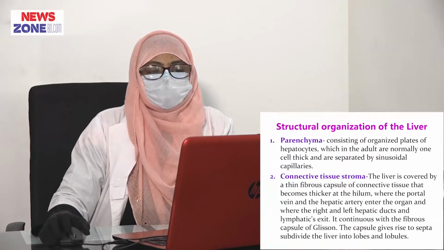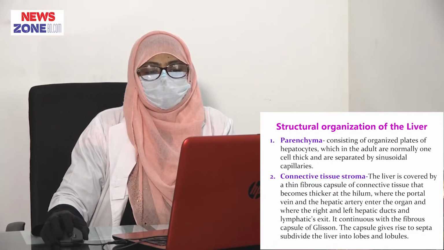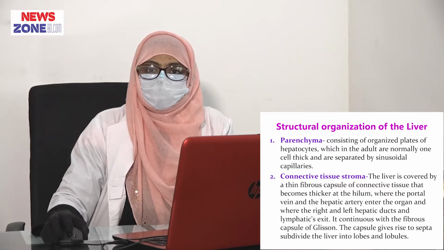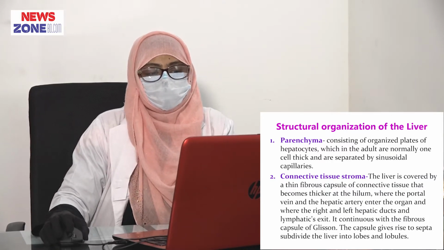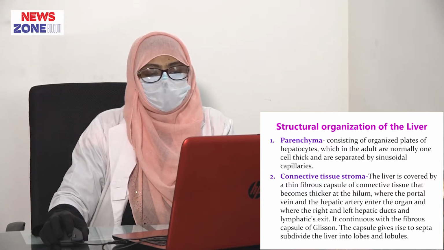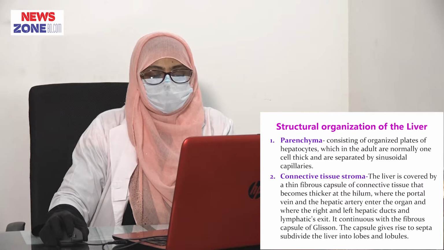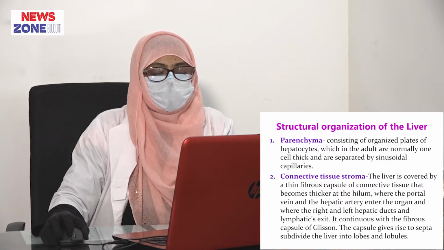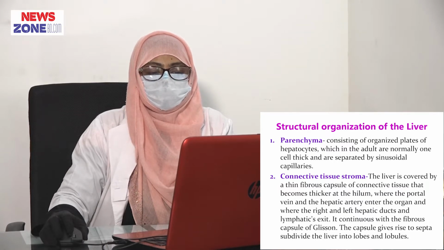Structural organization of the liver. At first, the parenchyma consists of organized plates of hepatocytes, which in the adult are normally one cell thick and are separated by the sinusoidal capillaries. Connective tissue stroma: the liver is covered by a thin fibrous capsule of connective tissue that becomes thicker at the hilum, where the portal vein and the hepatic artery enter the organ and where the right and left hepatic ducts and lymphatics exit. It continues with the fibrous capsule of Glisson. The capsule gives rise to septa that subdivide the liver into lobes and lobules.